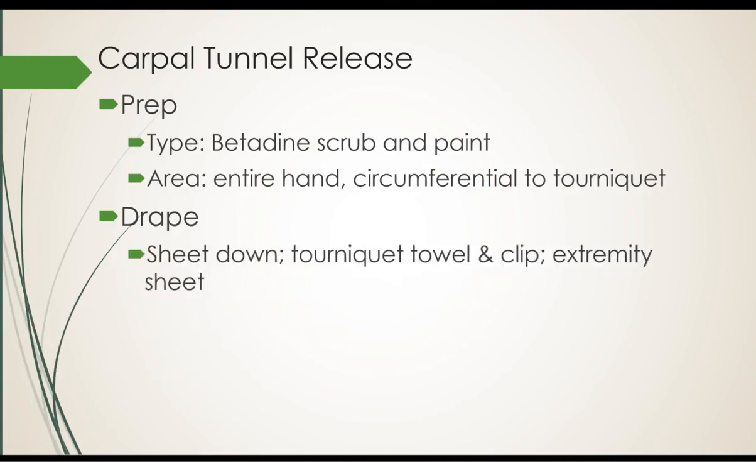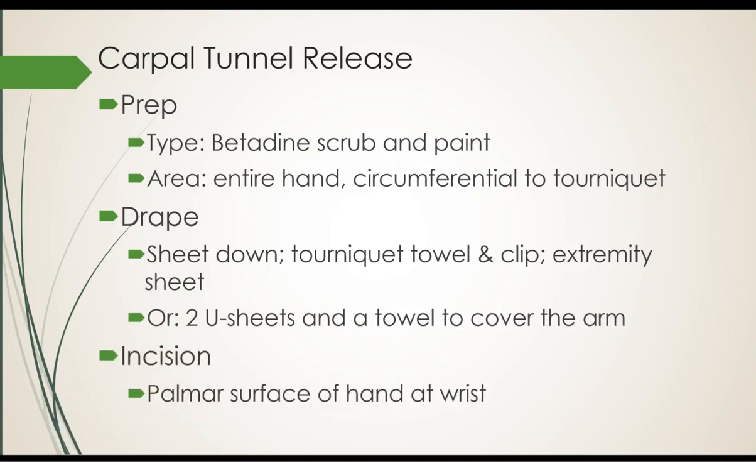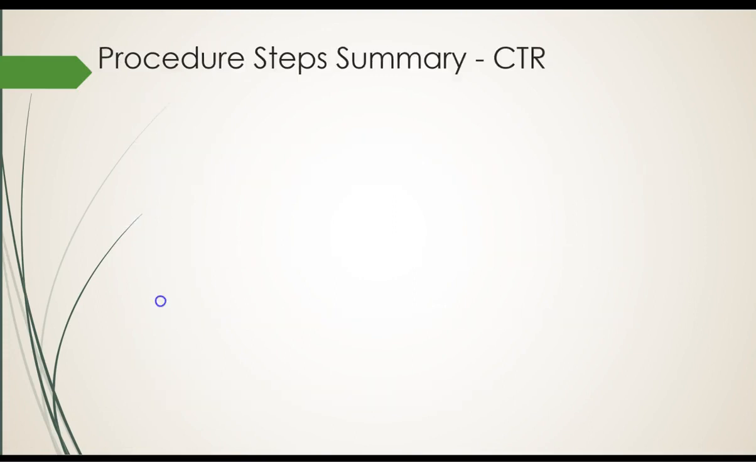Draping, we're going to put a down sheet first. Then we can either take a tourniquet towel, wrap around the tourniquet with a sterile blue towel and clip it, or we can use a U-drape, and then we'll put the extremity sheet over the top of that. Our incision is going to be the palmar surface of the hand at the wrist.